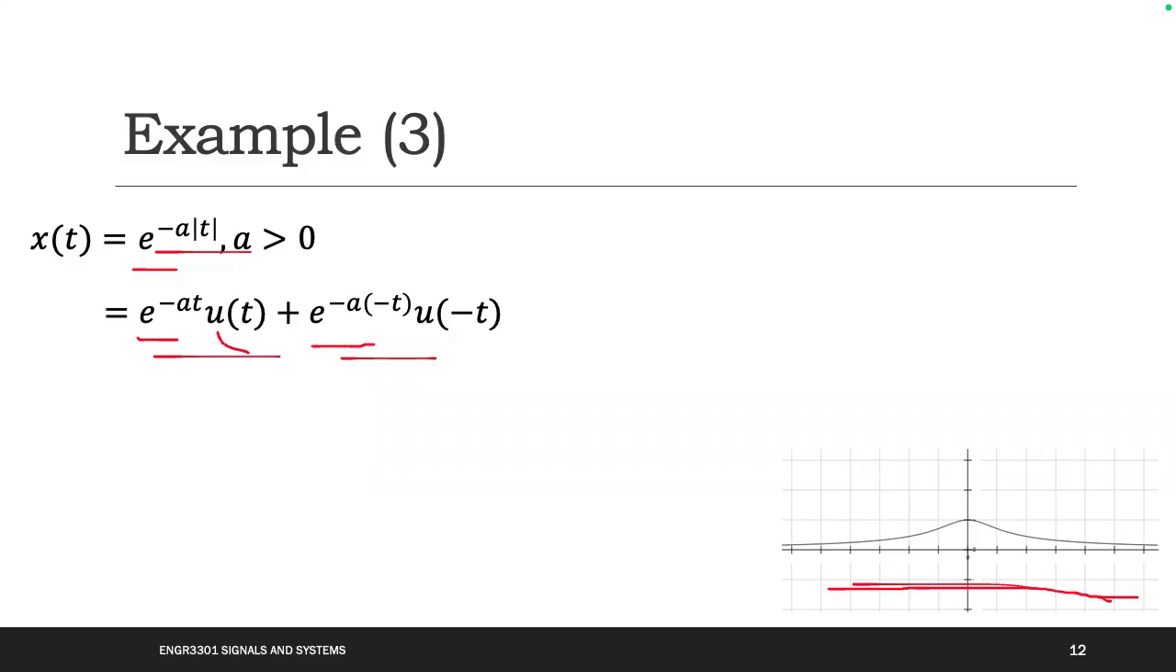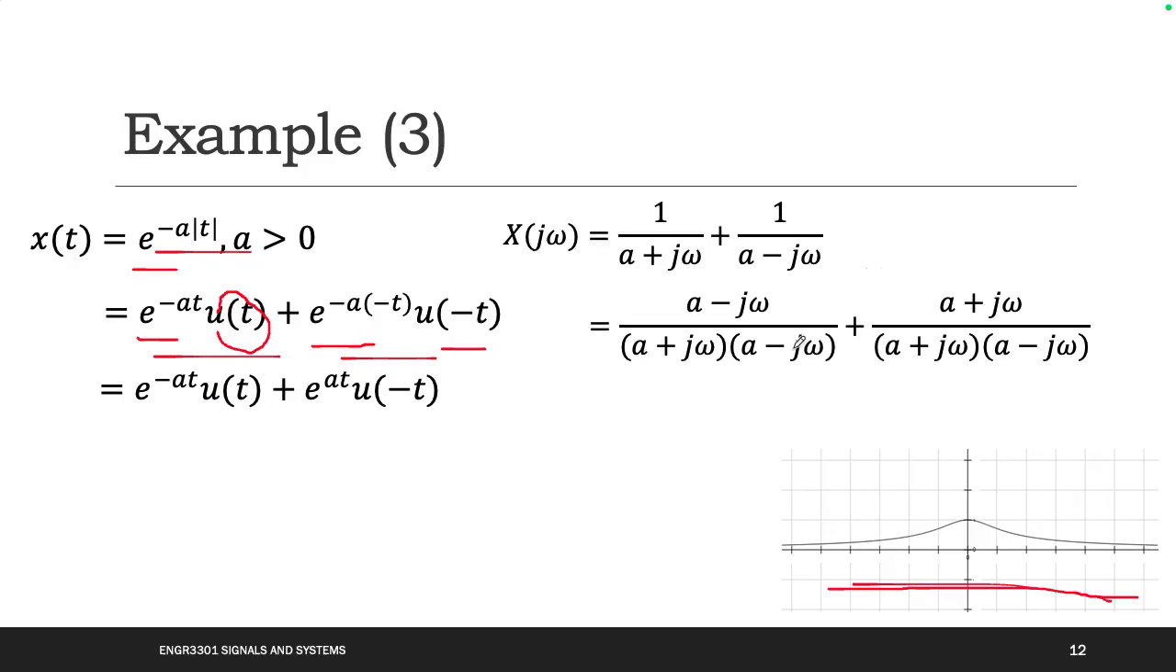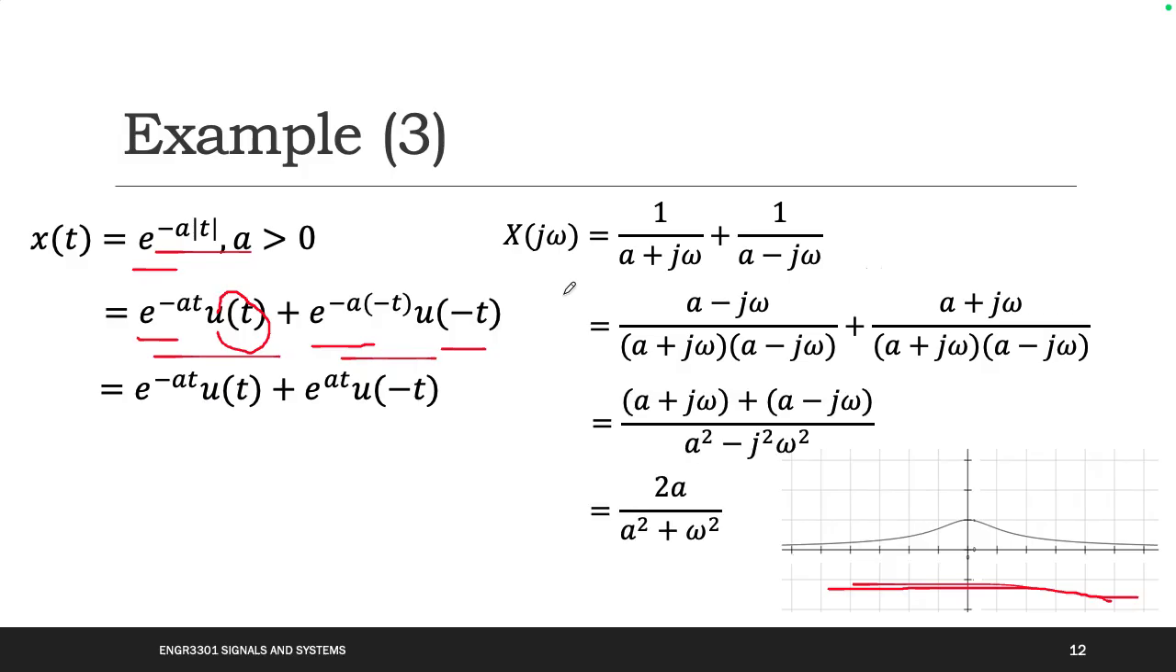And this part just gives you t greater than or equal to 0. This is just t smaller than 0. That makes sense to you? And then, similar to the previous two, you will find the FT coefficient will equal this one. And what kind of function is it? What kind of function is the FT coefficient?